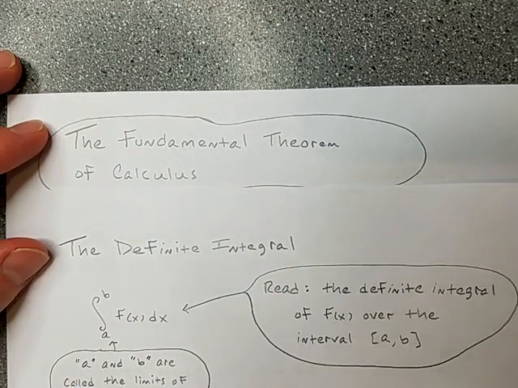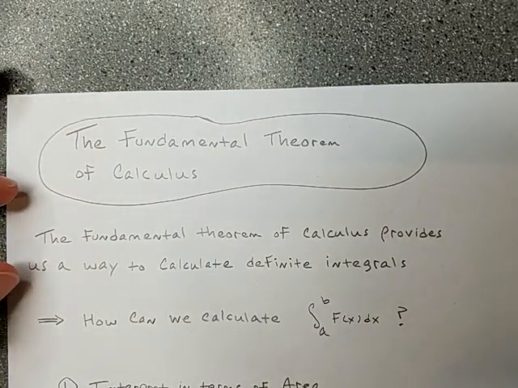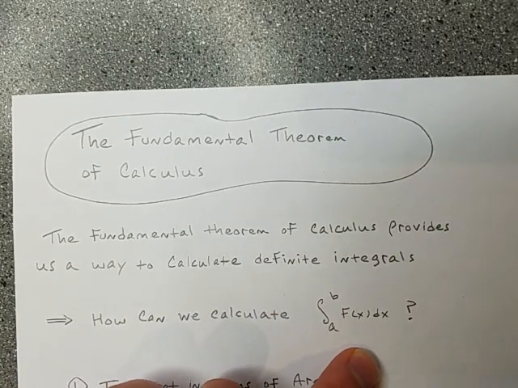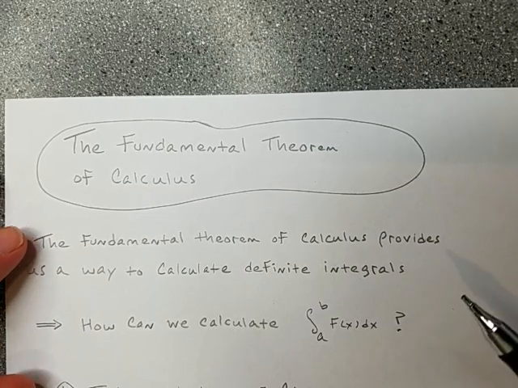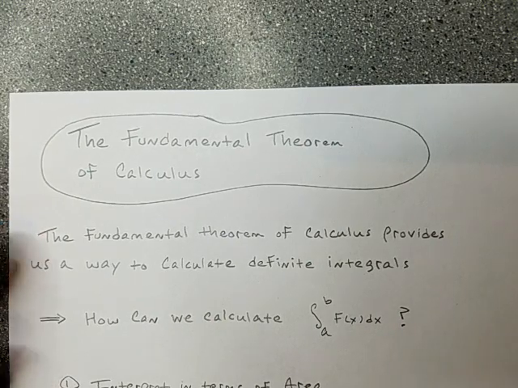The fundamental theorem of calculus is a way that we can calculate a definite integral. So I'll pose the question to you. As far as what you've seen or what you know already, how can you calculate the definite integral from a to b of f of x dx? How are you going to do that?